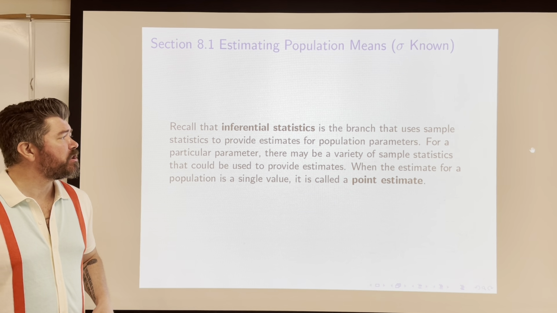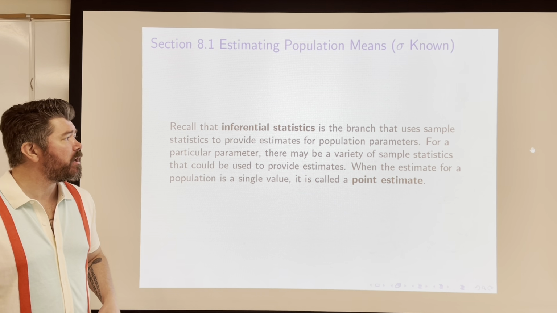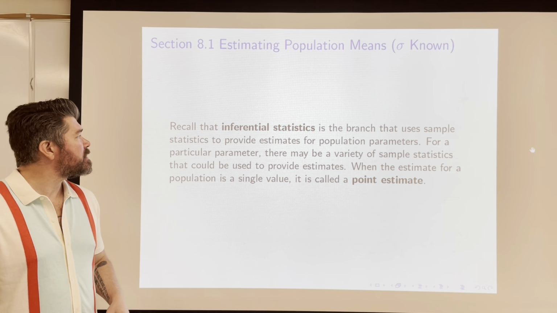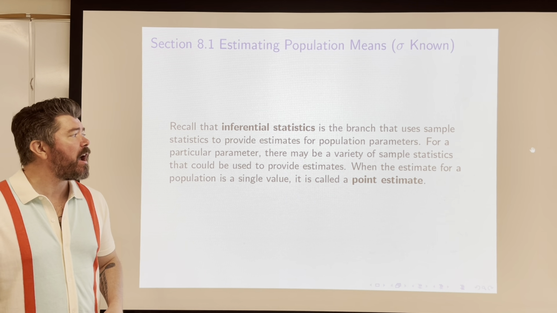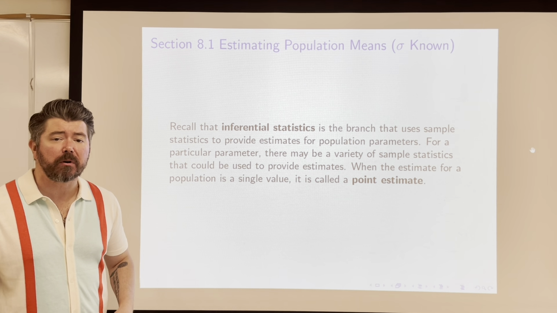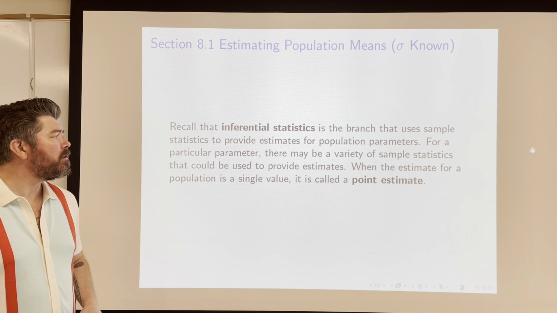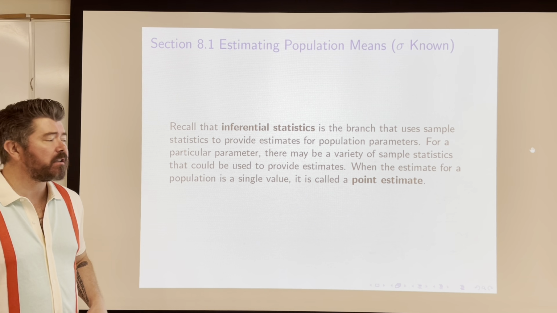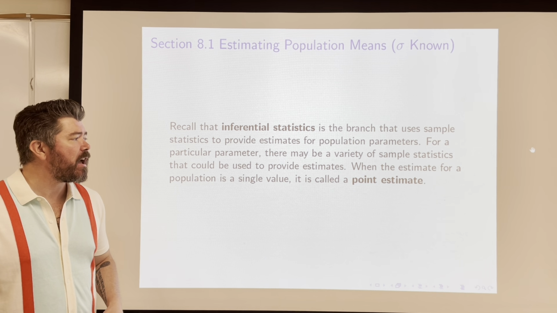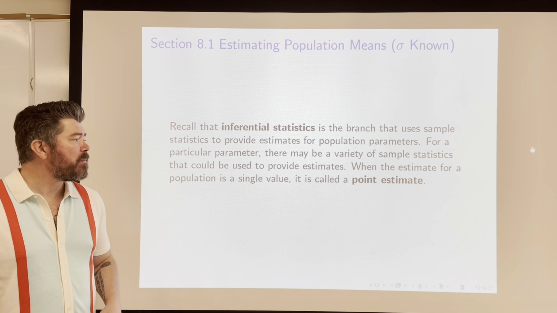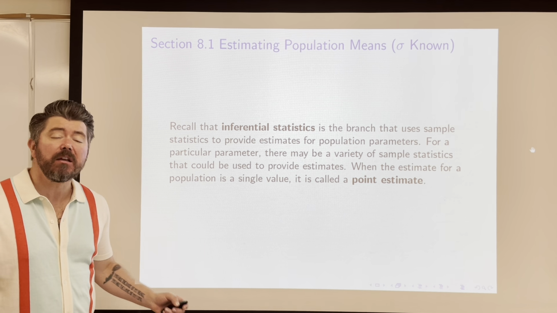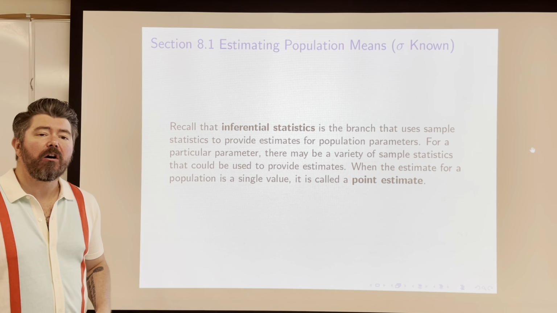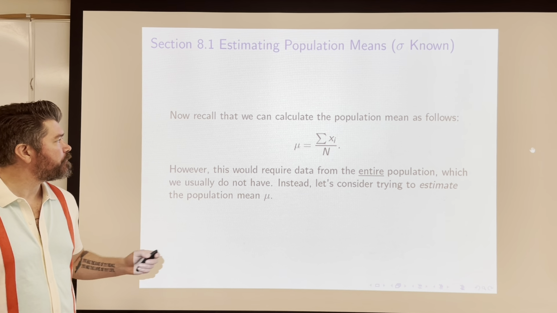Recall that inferential statistics from Chapter 1 is the branch that uses sample statistics to provide estimates for population parameters. For a particular parameter, there may be a variety of sample statistics that could be used to provide estimates. When the estimate for a population is a single value, it is called a point estimate.